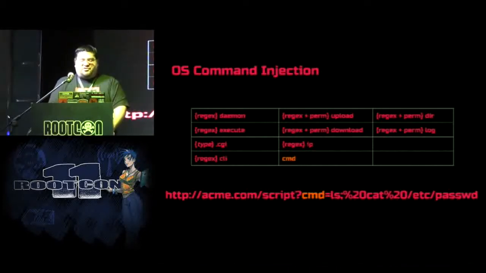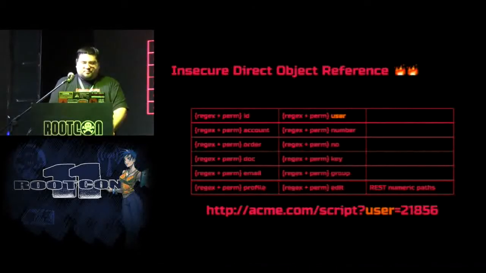Okay, so OS command injection. Pretty straightforward. We only did seven classes of vulnerabilities to start. We plan on extending the tool to do more. Insecure direct object reference. This is one that we see a lot too, hence why I put the little fire emojis here. But these are the parameters that we see normally, where we find a lot of insecure direct object references.